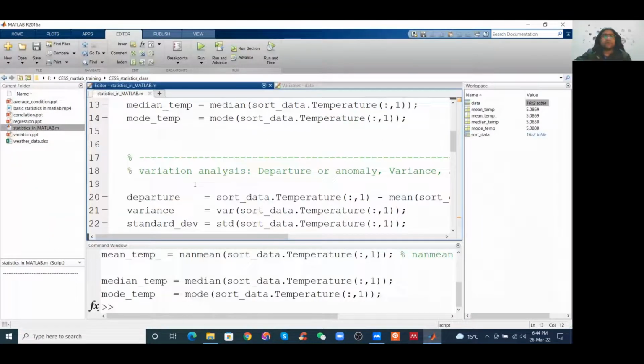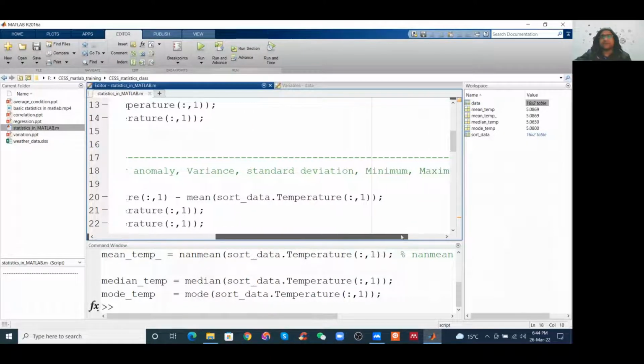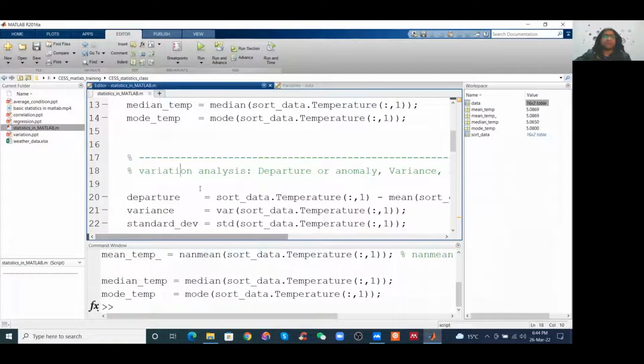Now we can analyze the variation. You know the variance, right? So we can calculate the departure or anomaly, variance, standard deviation, and minimum, maximum range. These are all dispersion measures in statistics. This is called the dispersion. Okay, like how the values differ from the mean value.